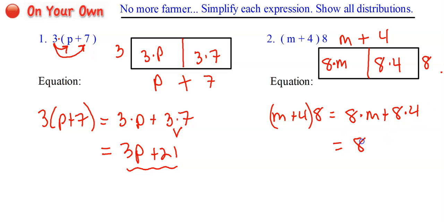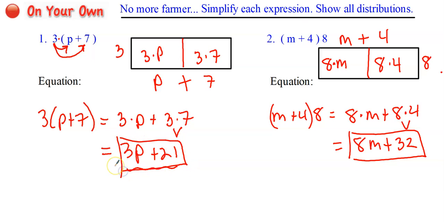And then this just becomes 8m, and the 8 times 4 is 32. So those are the simplified expressions, right? I can't do any more math unless I know what p equals or n equals.